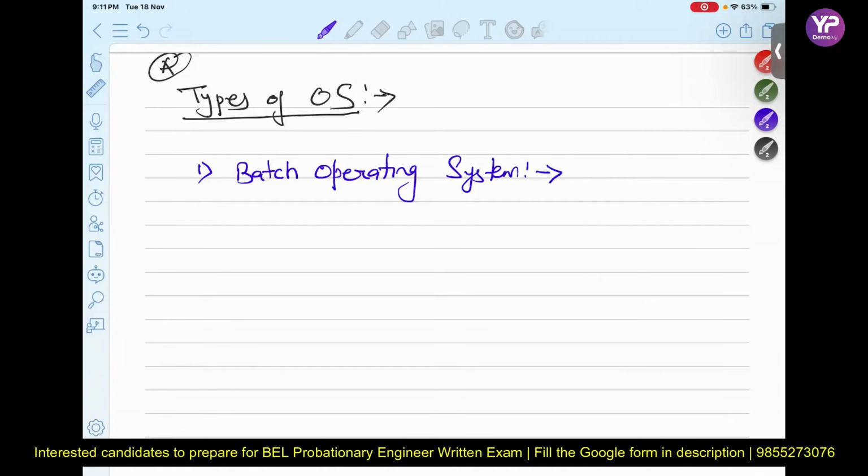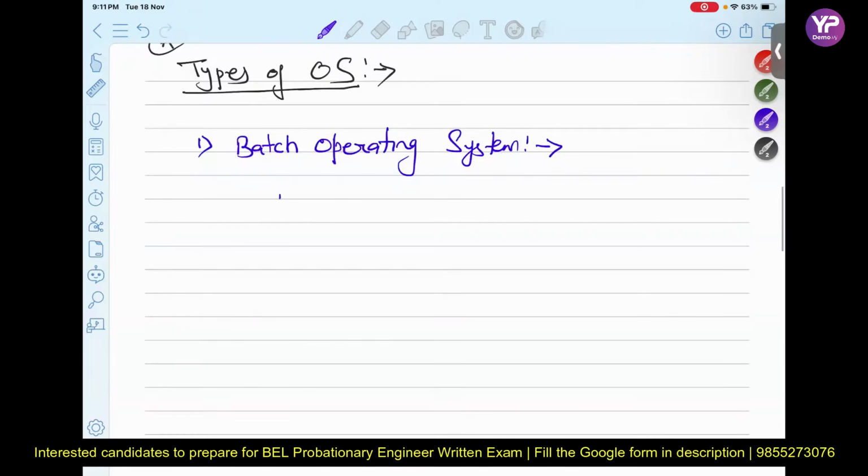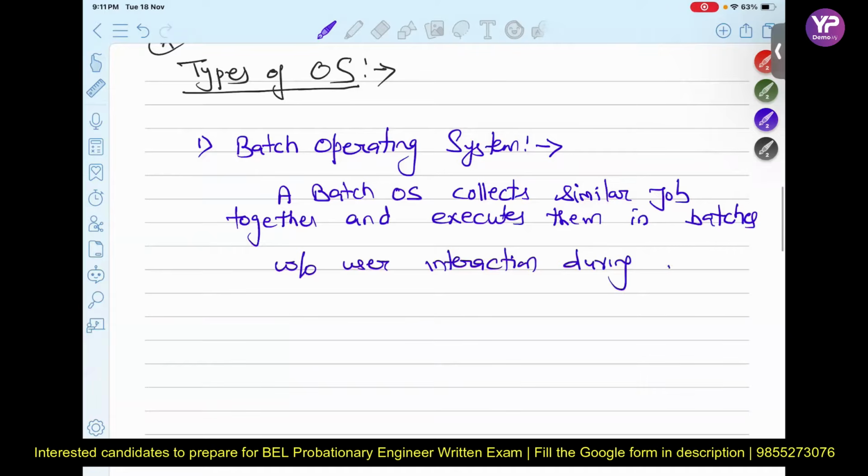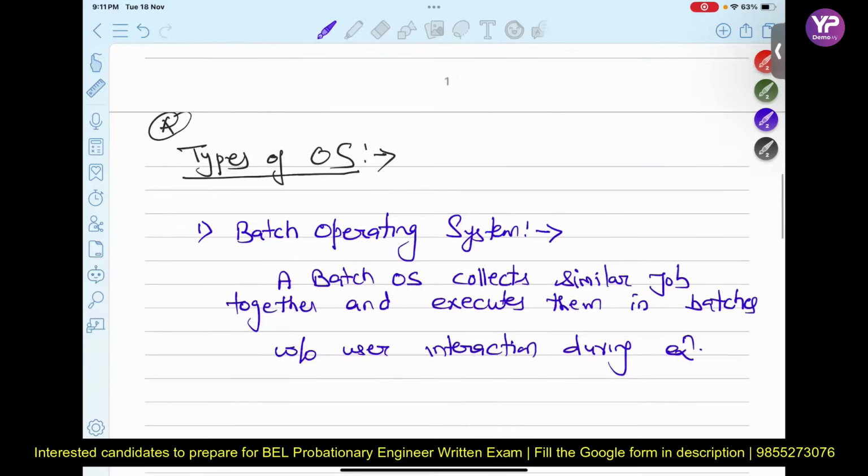Can you just tell me what is batch operating system? So a batch operating system collects similar jobs together and executes them in batches without user interface or user interaction during execution. That means EXN means execution. So I think I need to write.